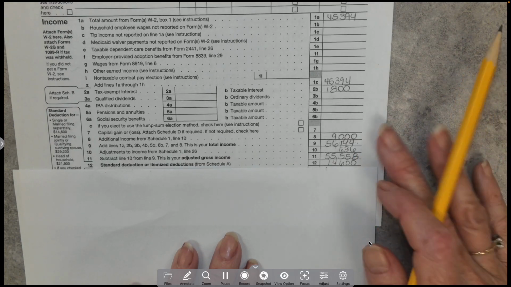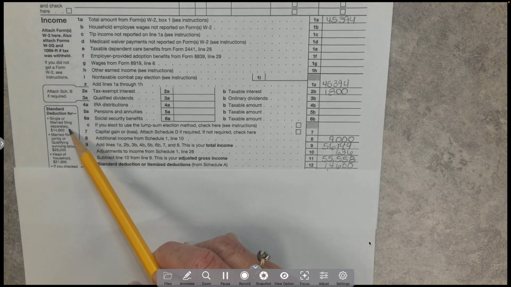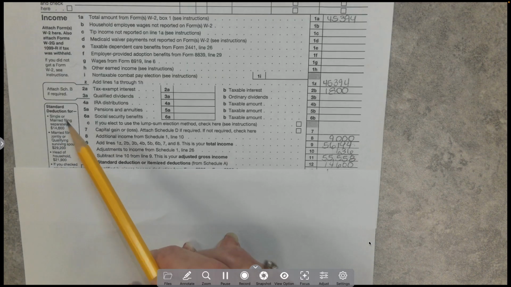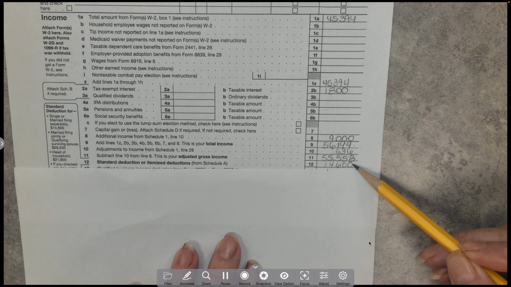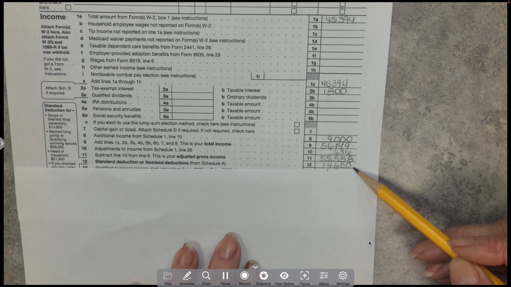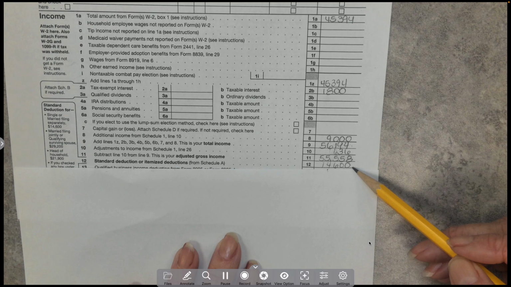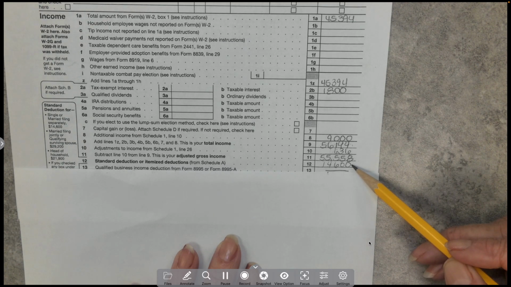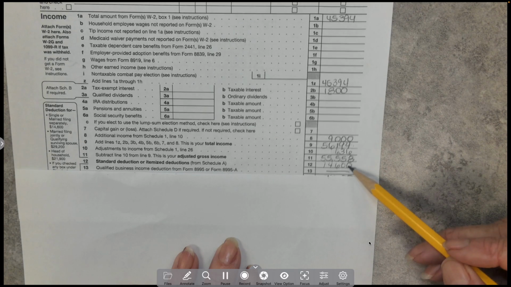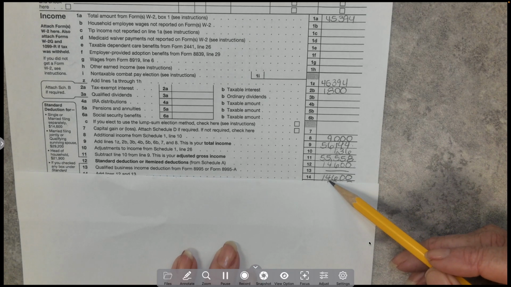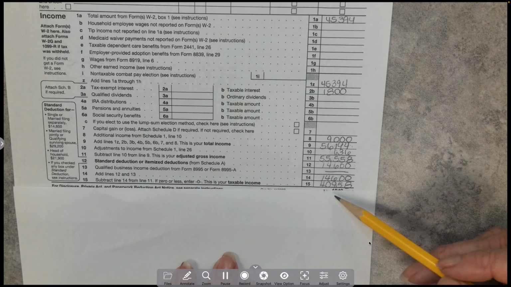Next thing we're going to do is the standard deduction or itemized deduction. We will look over here. In this year that I'm doing, it is $14,600. So we are going to put $14,600. If this is after the 2024 tax filing year, it could be higher. Okay, so keep that in mind. We don't have any qualified business income deductions, so that total is going to be $14,600.